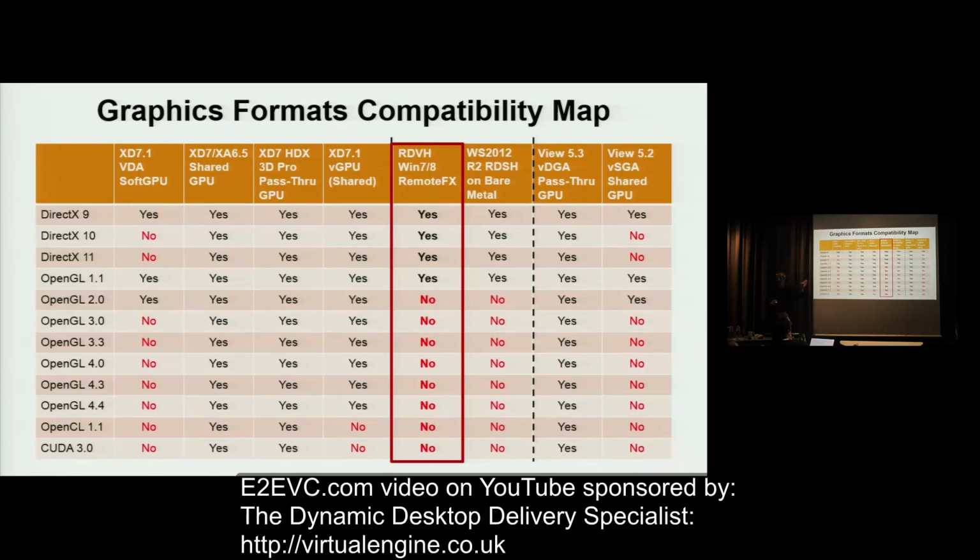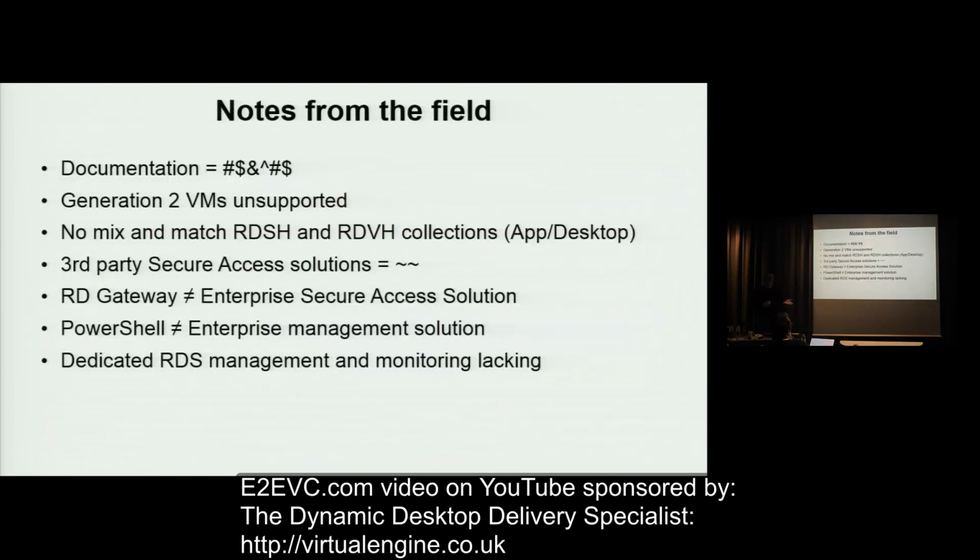Microsoft cannot. So do not let Microsoft fool you every now and then, trying to tell you that they support that kind of stuff. They don't. Documentation sucks. It's unsupported. You cannot mix and match RDSH and RDVH in the collection. There is no third-party secure access solution. We tried to replace the gateway. We did not find a good solution for that, unfortunately.